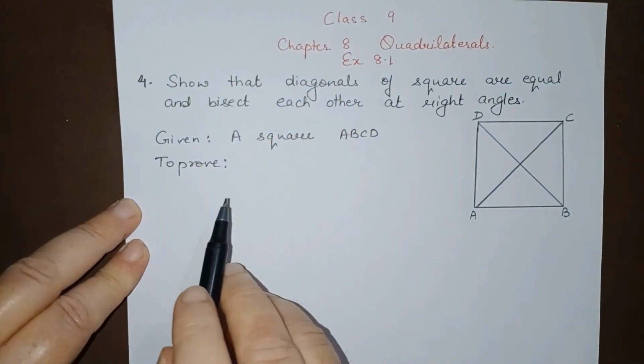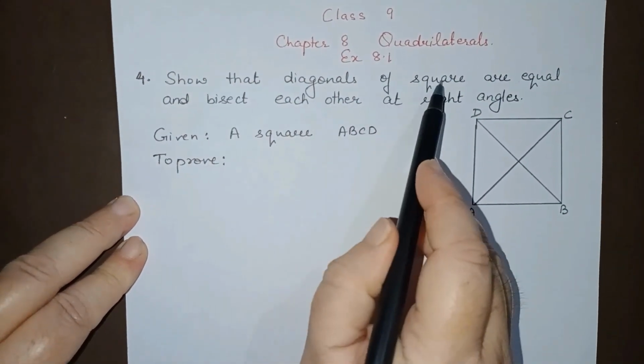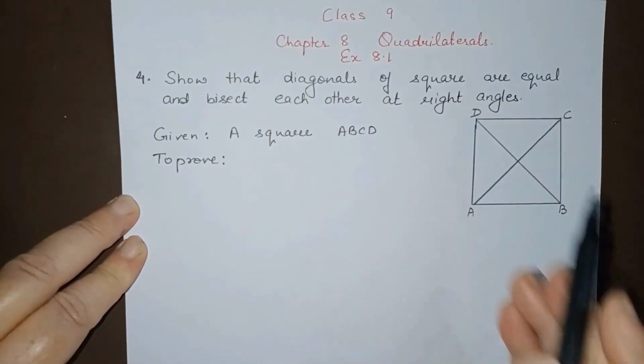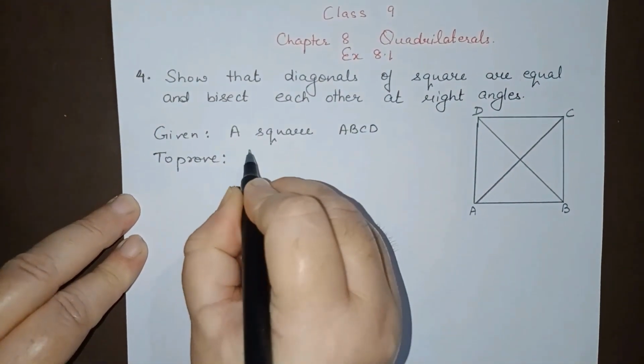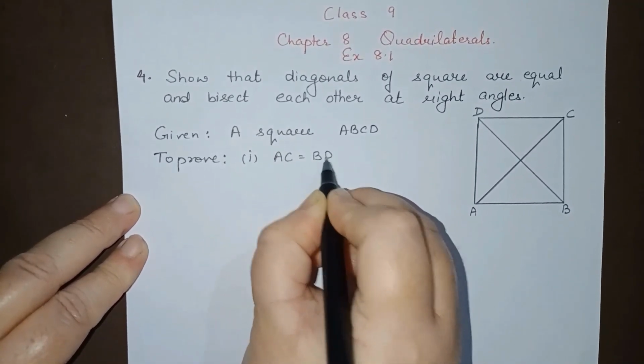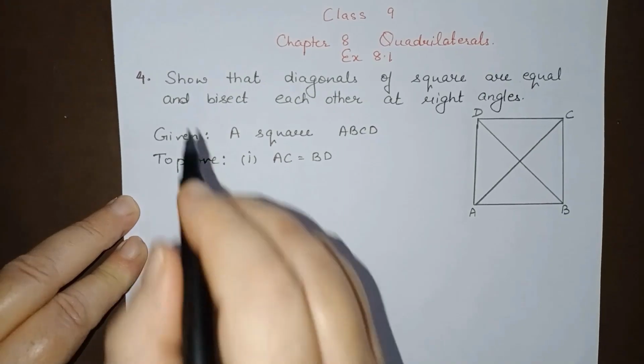Let us read the question once again. Show that the diagonals of a square are equal. So AC and BD are the diagonals of the square. So we have to first prove that the diagonals are equal, that is, AC is equal to BD.